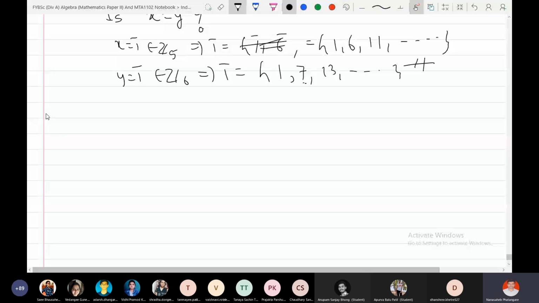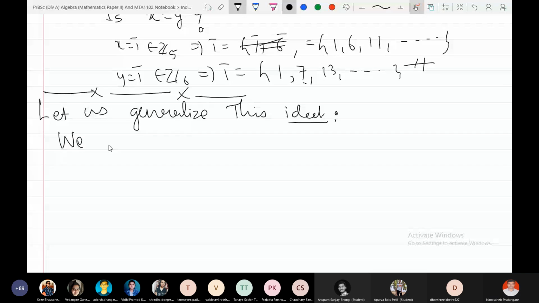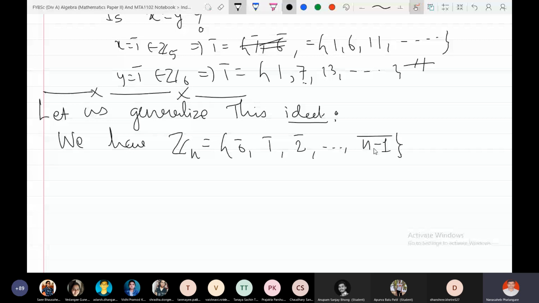Let us generalize this idea. Which idea I want to generalize now is this addition and multiplication. So we have Zn. What is Zn? 0 bar, 1 bar, 2 bar up to n minus 1. So this is a set of classes modulo n. This is a set of classes of congruence relation modulo n. Now from the previous discussion the idea is clear what I mean by Zn.